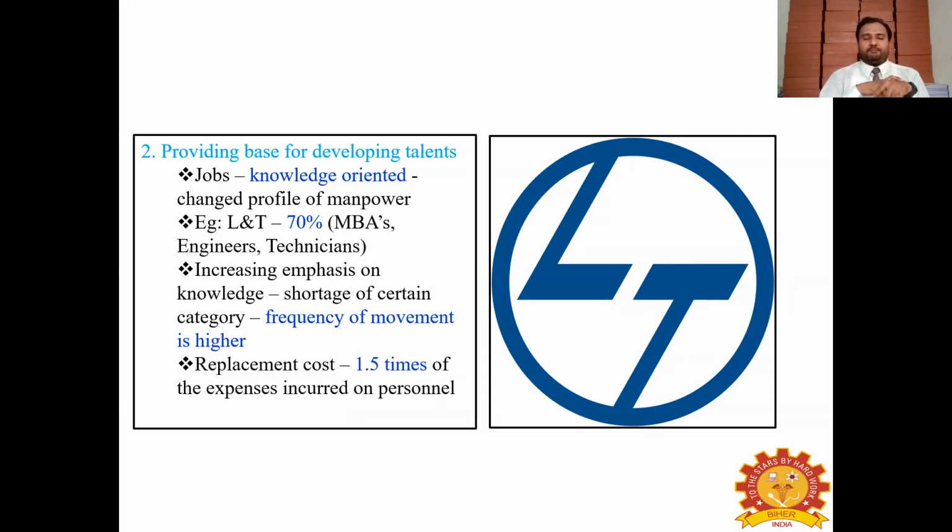The second importance of manpower planning is that we can provide a base for developing talents, right? So L&T, Larsen and Toubro, out of the total employees that they recruit, 70% are technicians, engineers, and MBAs, right? So it is knowledge oriented. Once they have recruited these people as employees for the organization, they will try to improve their skills, competencies, etc. Okay. So if they want to replace these people, it is highly costly because you have already trained these people. They are not untrained employees, so you need to retain these people carefully.